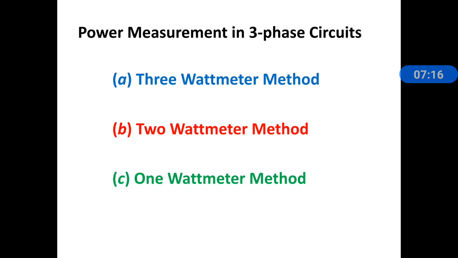Suppose under the balanced condition it gives a proper, accurate reading, and under the unbalanced condition the selected power measurement method also gives accurate power measurement. So always remember the unbalanced condition and the balanced condition while discussing the methods of power measurement. First we are going to discuss the 3 wattmeter method.